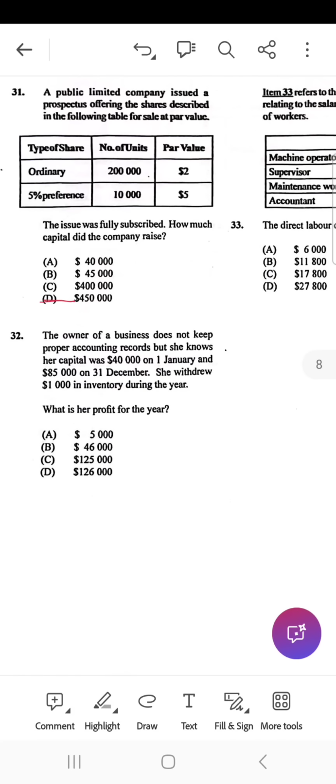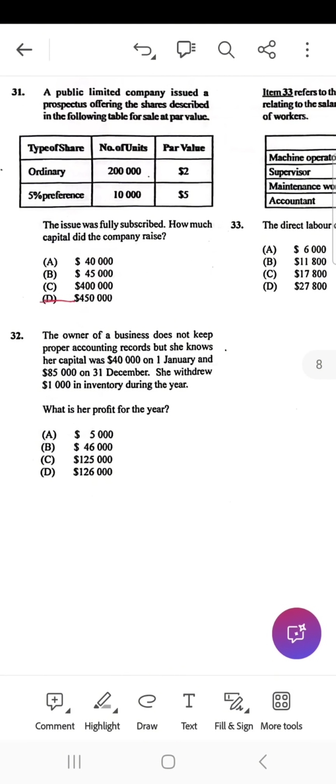Number 32, the owner of a business does not keep proper accounting records, but she knows that her capital is 40,000 on the 1st of Jan and 85,000 on the 31st of December. She withdrew 1,000 in inventory for the year. What is her profit for the year?